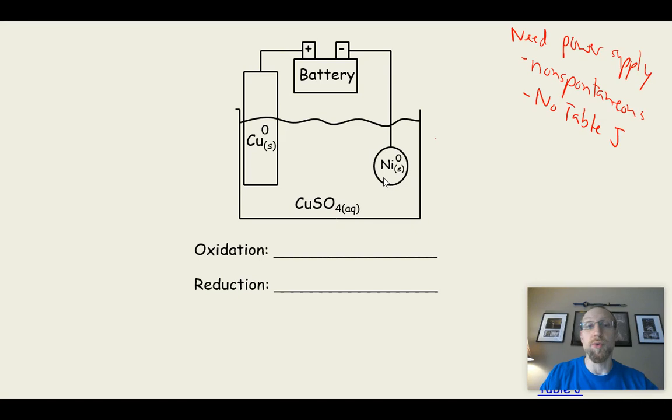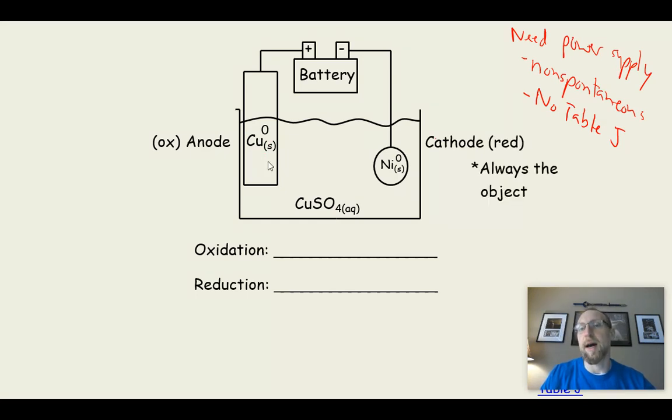So now who's who? Who's the anode and who is the cathode? So again, we're not using table J. So how do we know who the anode is and who the cathode is here? Well, when you get one of these setups, what you want to remember is copper is the anode. And how do I know that? Nickel is the cathode, which is the site of reduction. How do I know that? Because the object is always the cathode, right? This is what you want to remember here. The object is always the cathode.